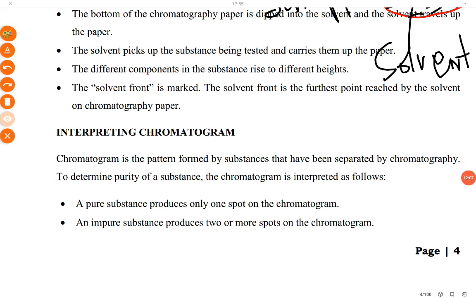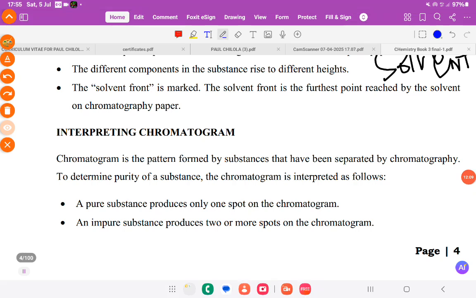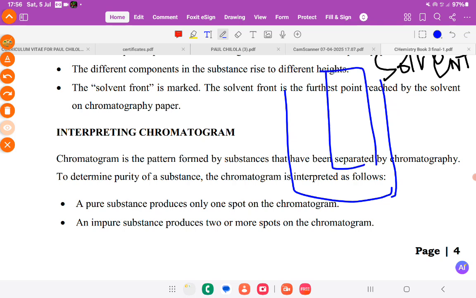Let's suppose that in the course of chromatography, you have something like this. So this is the paper, all right, which is dipped in a solvent. Remember, a sample is placed here. After the chromatography process, if you discover that only one spot is formed, then that shows that the original substance is pure.